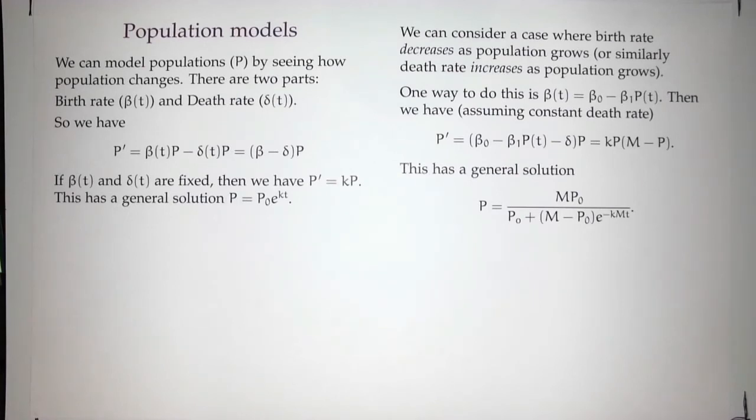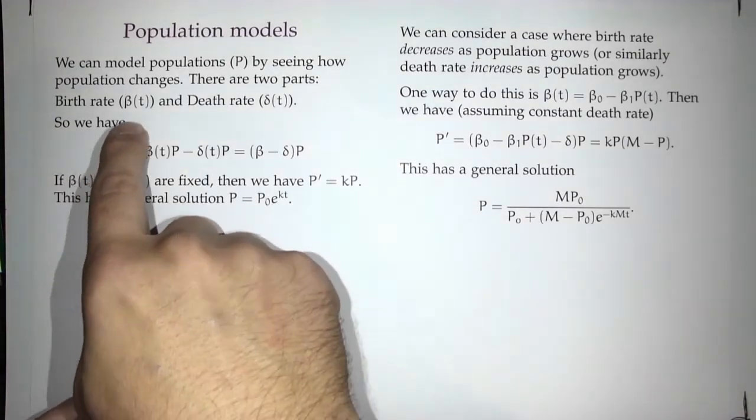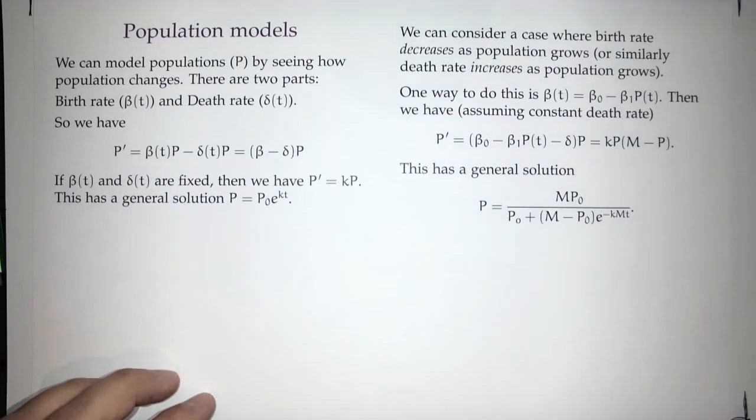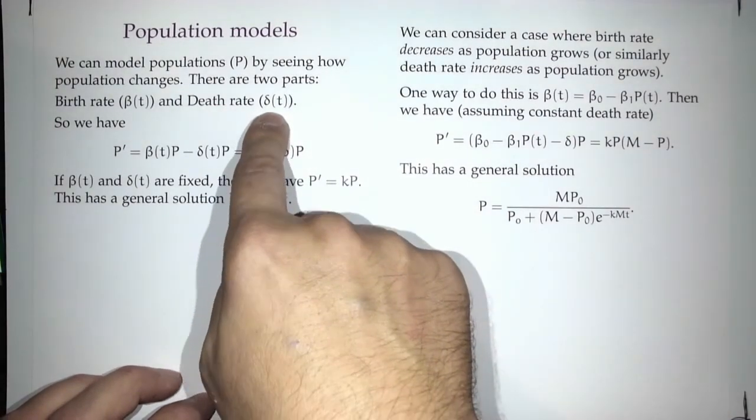And so we say, well, how can populations change? We'll group them into two categories. Things that can increase the population we'll call births. Things that decrease we can call deaths. And so we have this birth rate, which may be a function of t, so it might change as time changes. And the death rate, which again is a function of t.